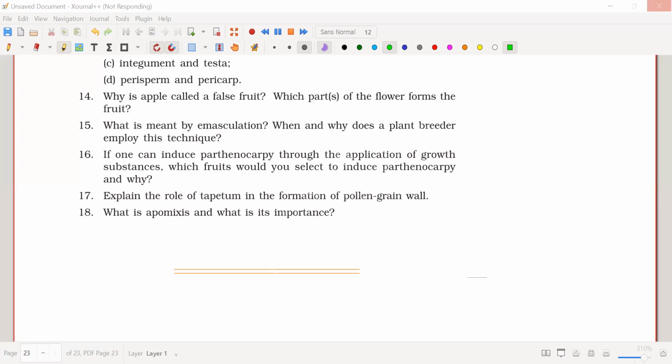Then gametogenesis, how the gametes fuse together. What are the parts of sperm and what it is used for, how it is used.